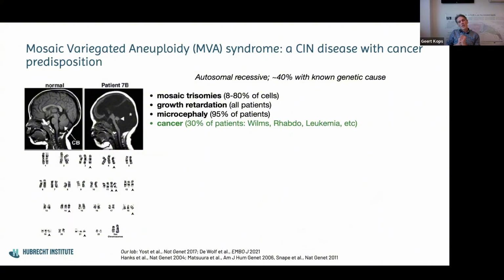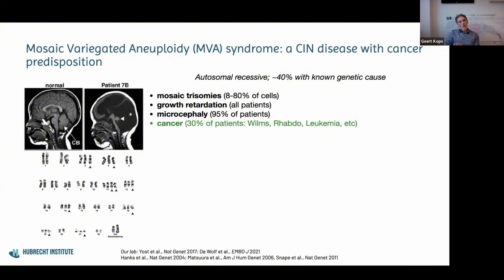But what is the evidence that chromosomal instability is causally implicated in cancer formation? There's, I think, three main arguments for this. The first one is that there's a strong association. There's a clear, strong enrichment for certain copy number alterations in cancer, which suggests that there's a selection for these particular genomic alterations.